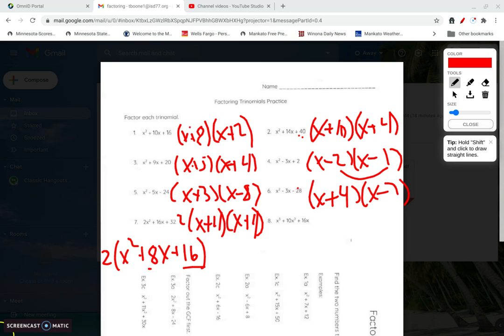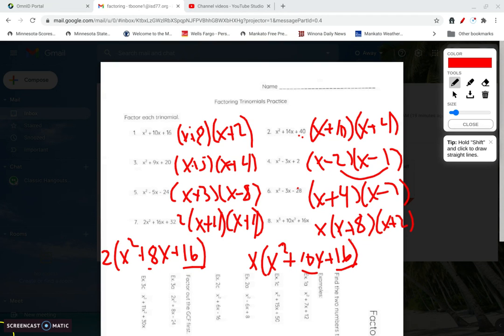All right, and then number 8 there, we can take an x out of that. We'd have an x squared plus 10x plus 16. So now we have the x. Now we write our two binomials. And we have x and x. And what two numbers multiply to 16 but add to 10? That must be 8 and 2, huh? All right. So try those.